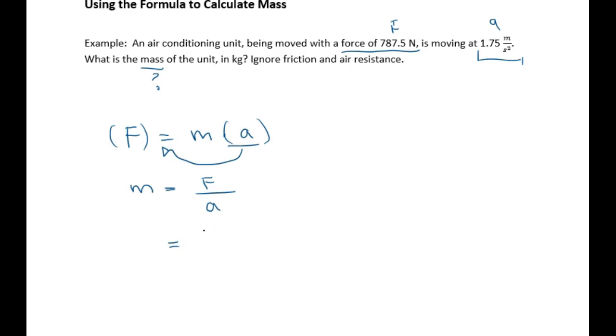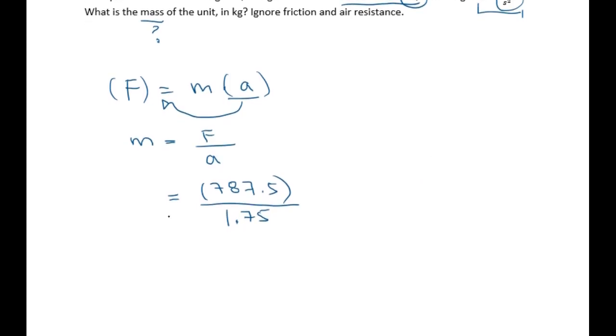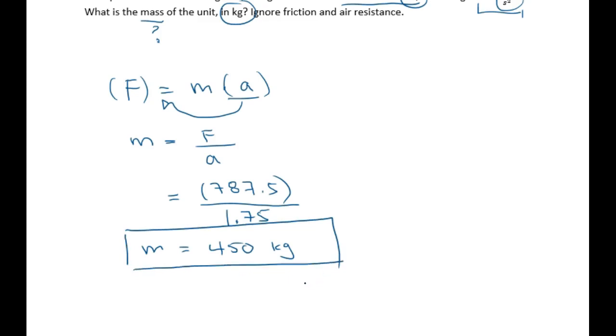So when we substitute in our numbers, 787.5 newtons is in the right unit of newton. Acceleration is in the right unit of meters per second squared. So we can plug that into our formula. And then when we do our division, we end up getting 450. And remember, this formula shows mass in kilograms, which is what we wanted in our final answer. So in the end, using the same formula but solving for something else, mass is equivalent to 450 kilograms.